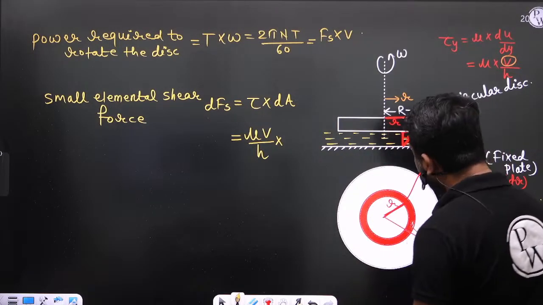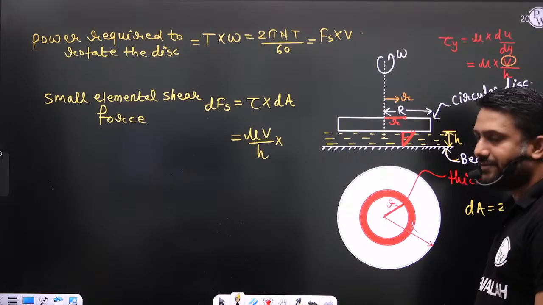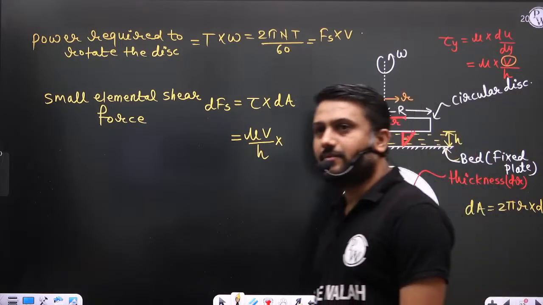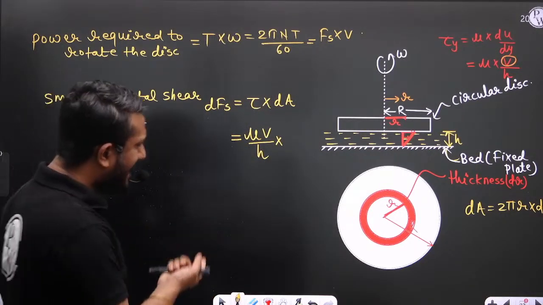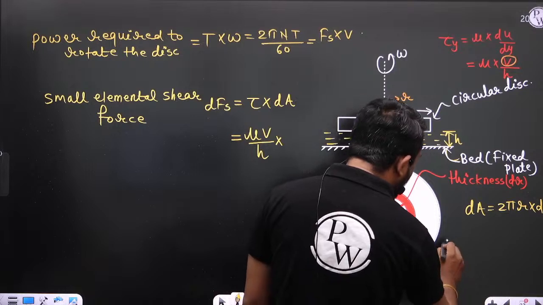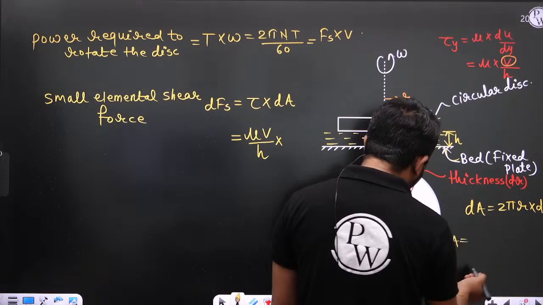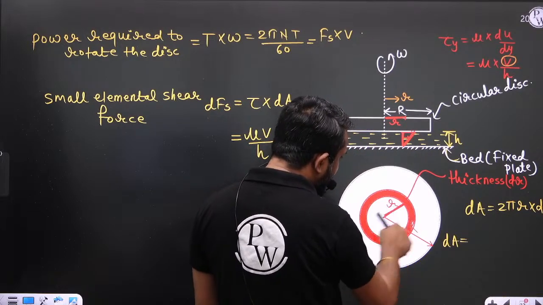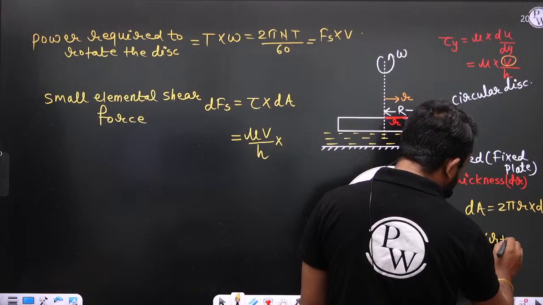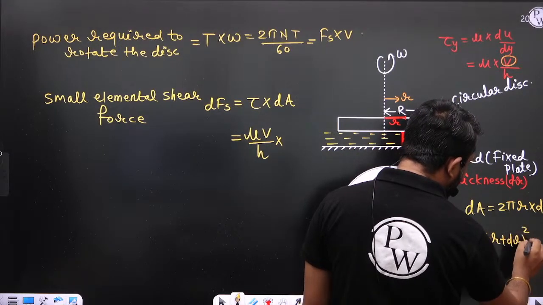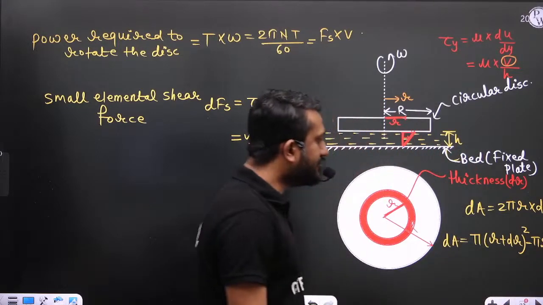This is the shear area, na? This area, the red shaded area, is nothing but 2 pi r dr. If anyone has a doubt, you can calculate dA in this way also. This shaded area is pi (r plus dr) square minus pi r square.